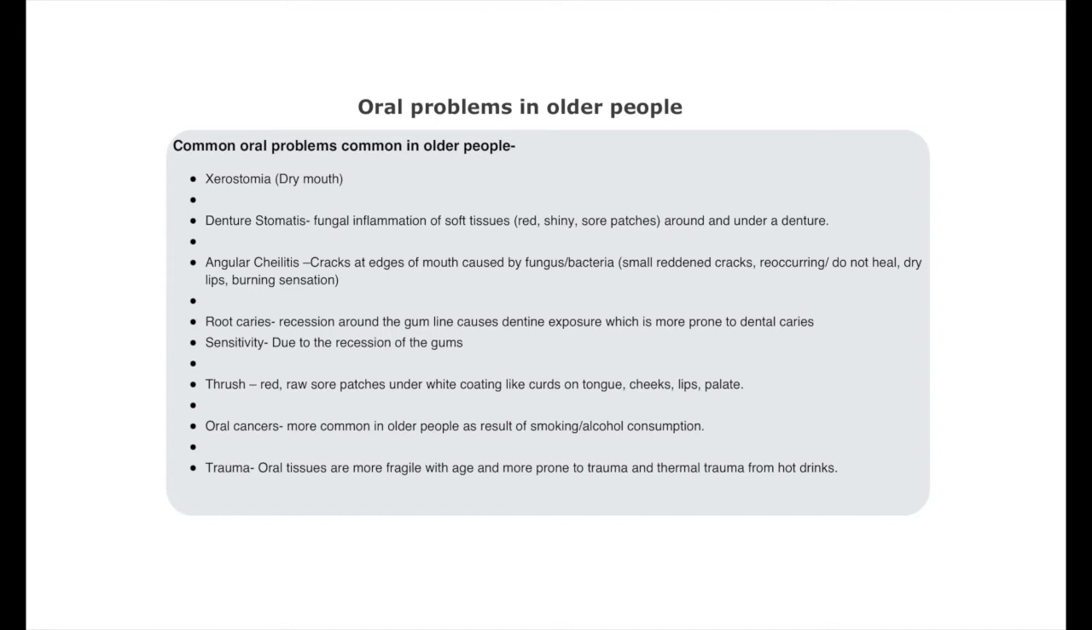Thrush is also another common problem in older people, particularly those that wear dentures for long periods or don't remove them at night. As we get older, we are more prone to gum recession around the gum line. This can expose the dentine, which is then more prone to dental caries. This is also known as root caries. This can cause sensitivity due to the recession of the gums and the exposed dentine.